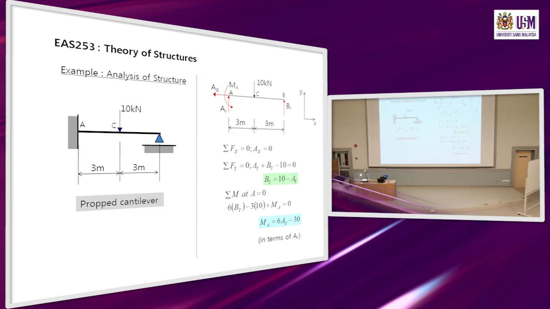If you try to solve this, for example, you start with this, you get AX equal to 0. You can solve some of them. AX equal to 0, still the same. Next, you come to summation FY, and you still get the same equations. But then you take summation moment at A, okay? Now you get an extra MA coming out in this equation, so MA is equal to 6AY minus 30. So you have already used all three equilibrium equations, no more.